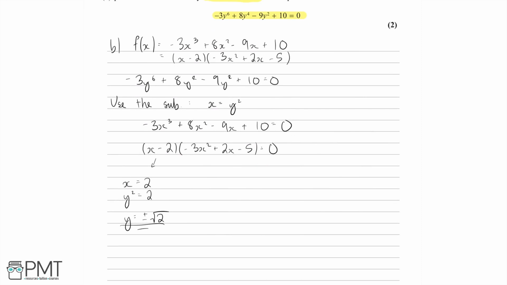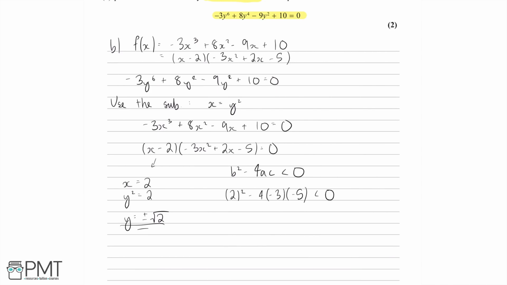Now to show a quadratic has no solutions, we need to show that the discriminant, i.e. b squared take 4ac, is less than 0. As if that's the case, then the quadratic will have no real solutions. So taking this quadratic and plugging into here, b squared is going to be 2 squared, minus 4, a being minus 3, and c being minus 5. And let's see if this is less than 0.